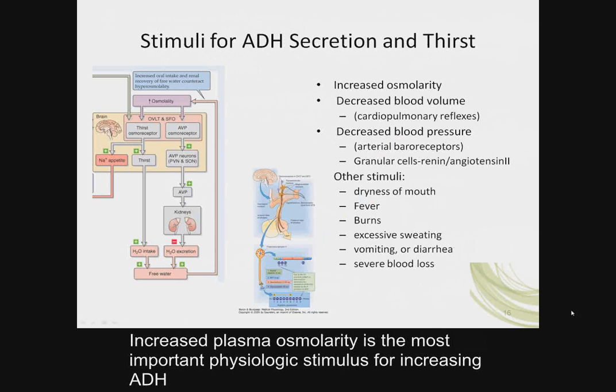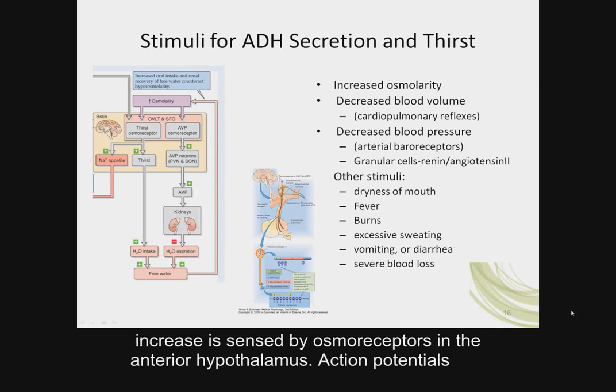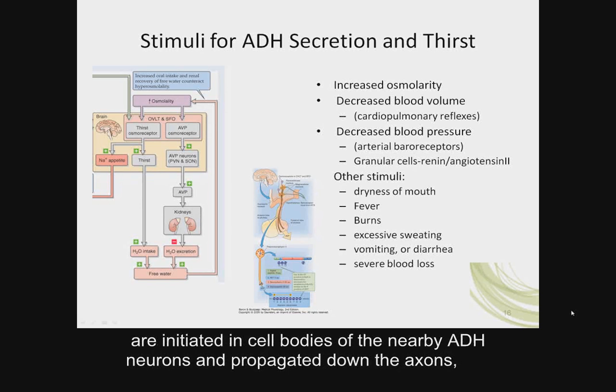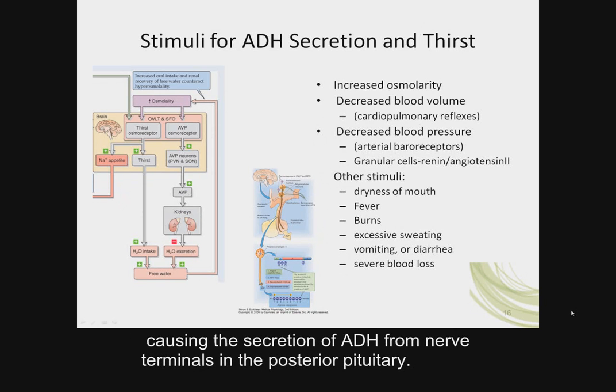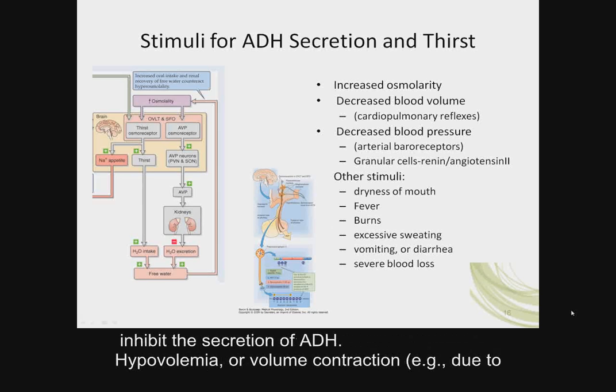Increased plasma osmolarity is the most important physiologic stimulus for increasing ADH secretion. For example, when a person is deprived of water, serum osmolarity increases. The increase is sensed by osmoreceptors in the anterior hypothalamus. Action potentials are initiated in cell bodies of the nearby ADH neurons and propagated down the axons, causing the secretion of ADH from nerve terminals in the posterior pituitary. Conversely, decreases in serum osmolarity signal the hypothalamic osmoreceptors to inhibit the secretion of ADH.